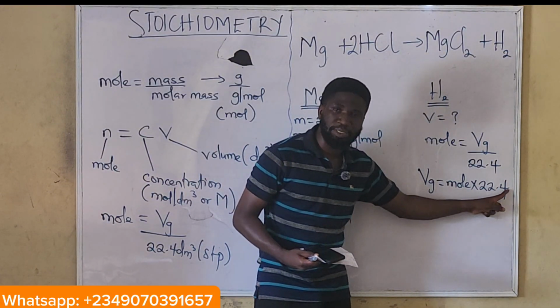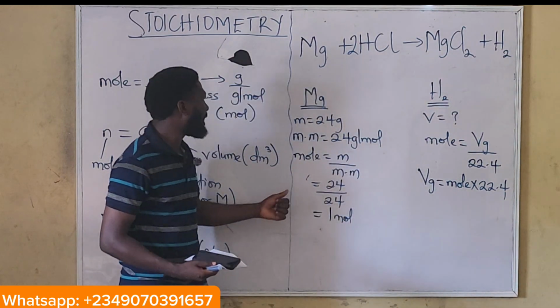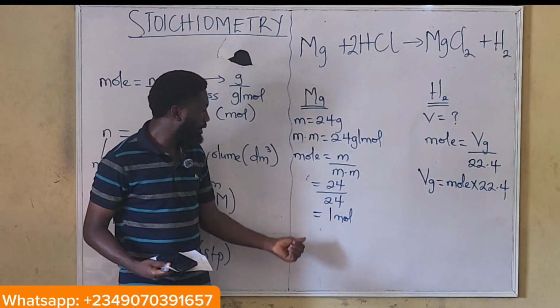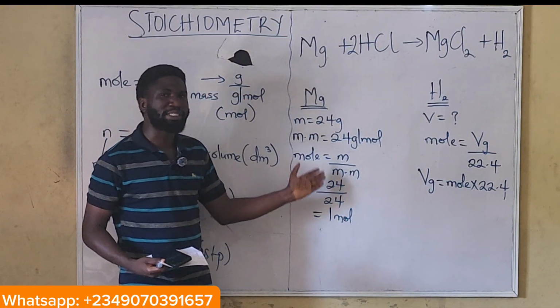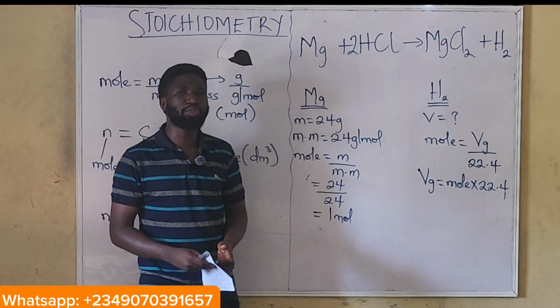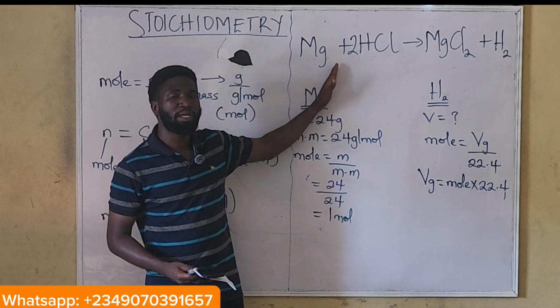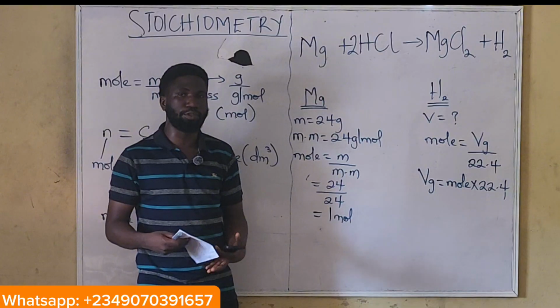So here is a constant value. We need to get the mole. To get the mole, let's consider that of the magnesium, which is 1 mole. So how can we relate the magnesium and the hydrogen gas? You need to check something from the balanced equation that we have here. Let's check the mole ratio.